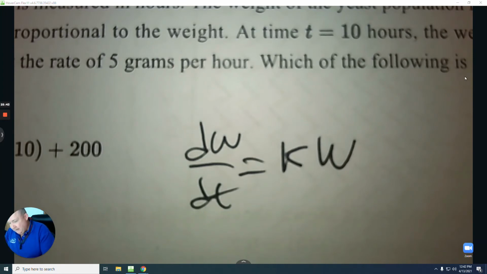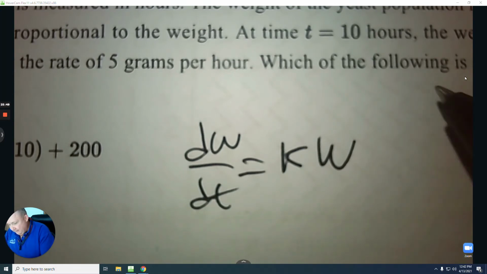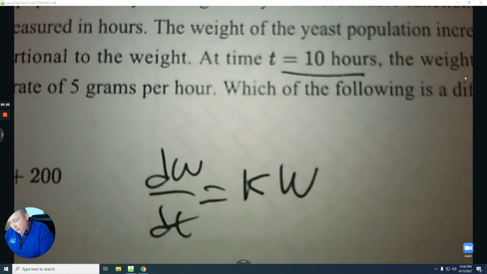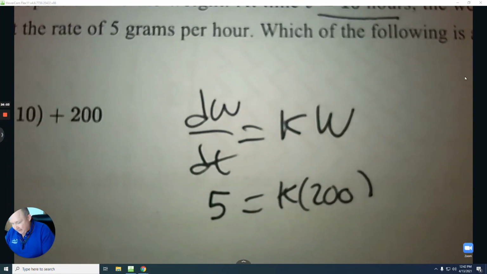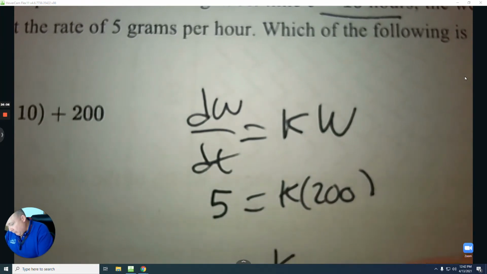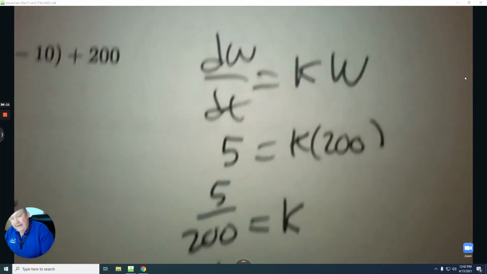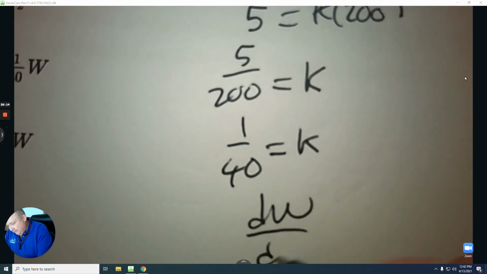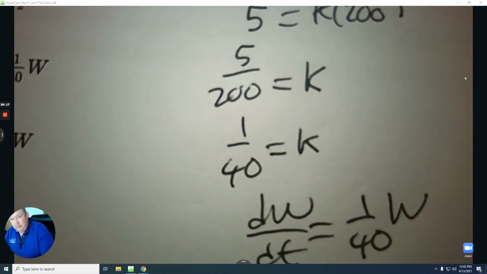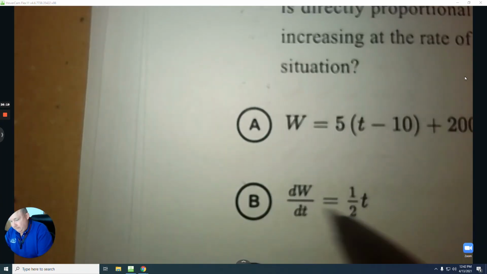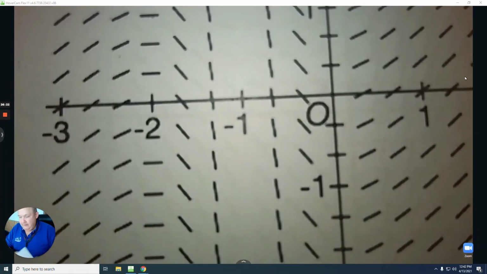In the question, it says that time t equals 10 hours, which is not needed. The weight of yeast is 200 grams, so W is 200, and it's increasing at a rate of 5. So dW by dt is 5. If I solve for k, divide by 200, I get 1 over 40. So now when I put it all together, dW by dt is equal to 1 over 40 times W. C is the answer.